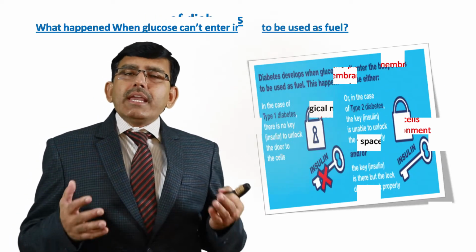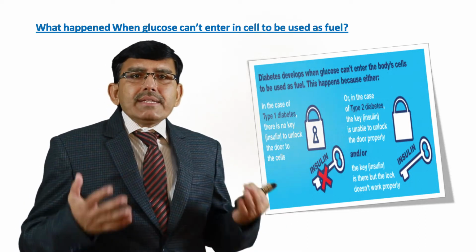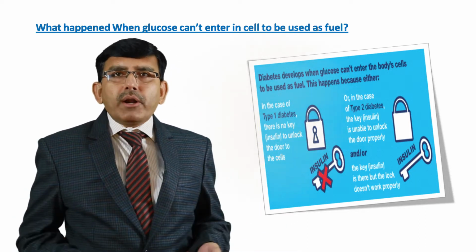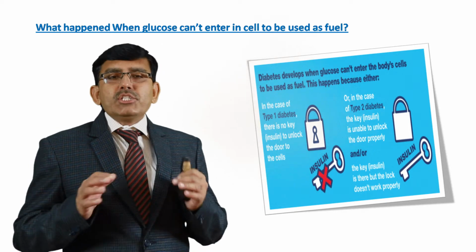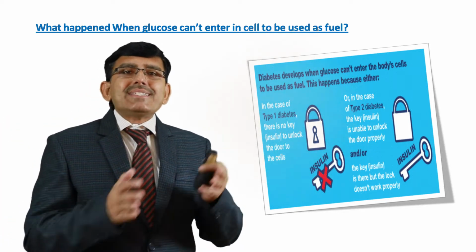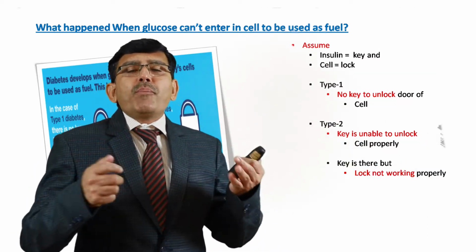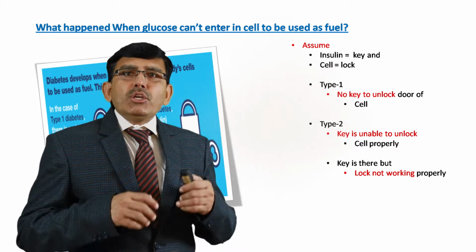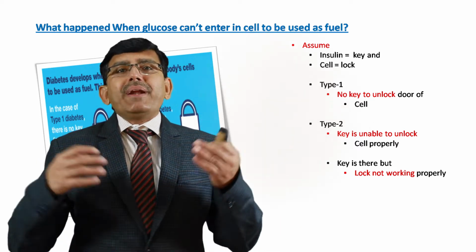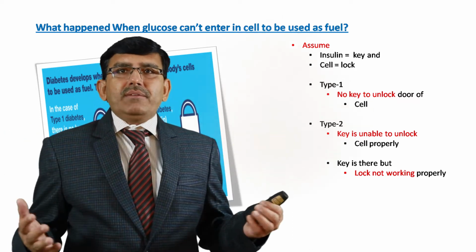Then let us see what happens when glucose is utilized as a fuel in our body. Normally, assume insulin is a type of key, whereas the cell is the lock. We use a key to open the lock, which means we use insulin to open the cell, and the cell will absorb the energy.